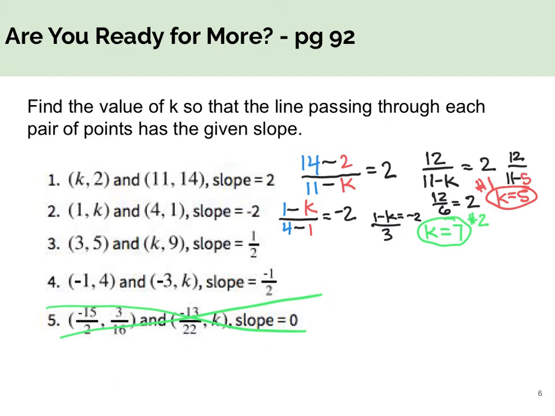All right, so let's try number 3. So number 3, we are going to say 9 minus 5, and then we're going to have k minus 3. And then all of that is going to be 1/2. So if I do 9 minus 5, put it in your calculator, 9 minus 5, we have 4. So then we're going to have 4 over k minus 3. And eventually it's going to be 1/2.